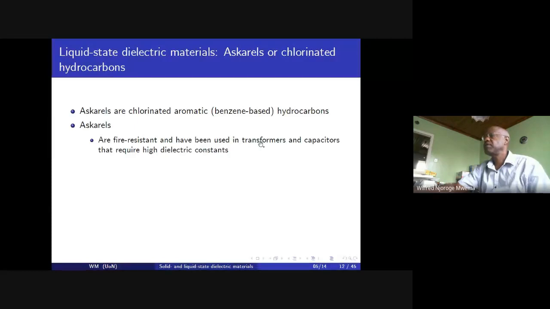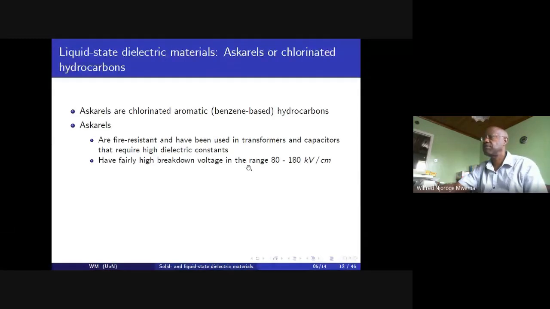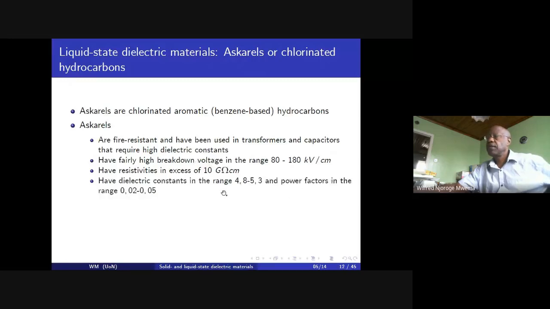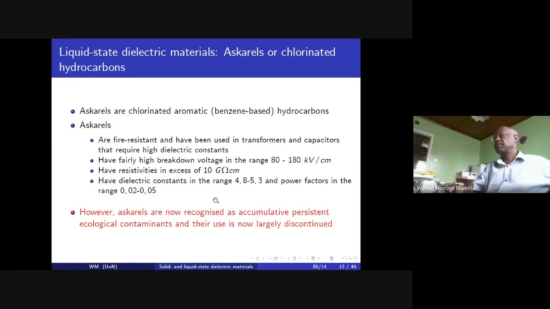So they have been used in transformers and capacitors that require high dielectric constants. And they have fairly high breakdown voltages in the range of 80 to 180 kilovolts per centimeter and have resistivities in excess of 10 gigaohm centimeter. They have dielectric constants in the range of 4.8 to 5.3 and power factors in the range of 0.02 to 0.05. However, askarels are now recognized as accumulated persistent ecological contaminants, and their use is now likely discontinued or discouraged.